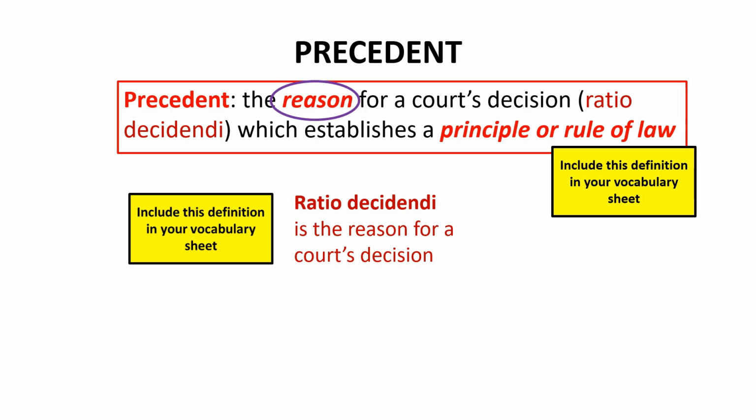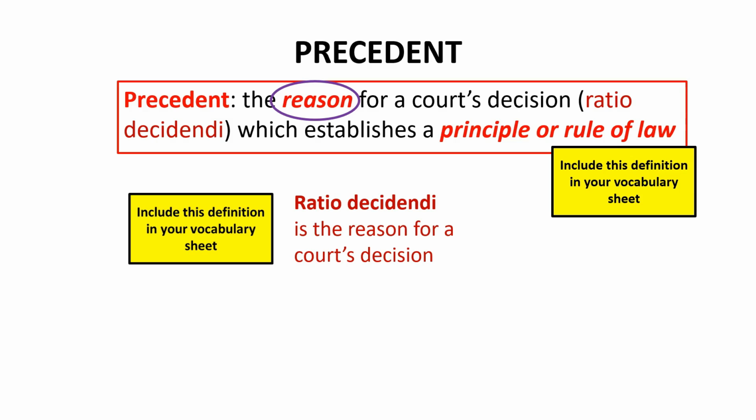Similarly, in a negligence case, the court might order the defendant to pay damages or compensation to the plaintiff. This is an order of the court. It is not the reason for the court's decision. It tells us nothing about why the court decided that the defendant was liable to the plaintiff in negligence in the first place.